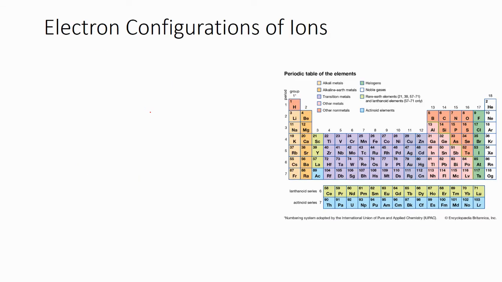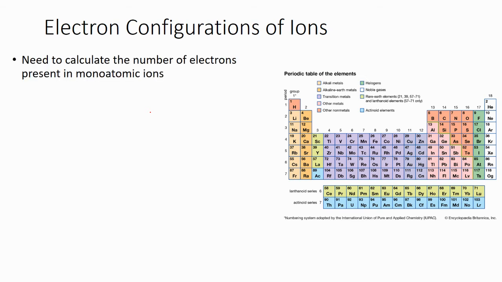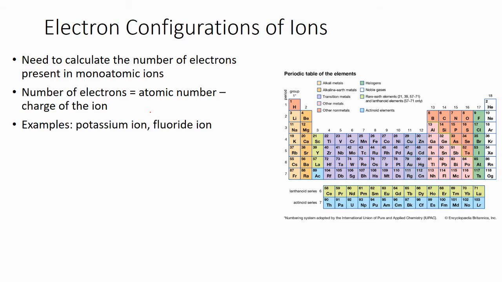Okay, so ions. Ions are atoms that have lost or gained electrons. The first thing you need to do is calculate the number of electrons present in monatomic ions. The number of electrons is going to be the atomic number, the same as elements, but minus the charge of the ion. I'm going to do a couple of examples for you here.